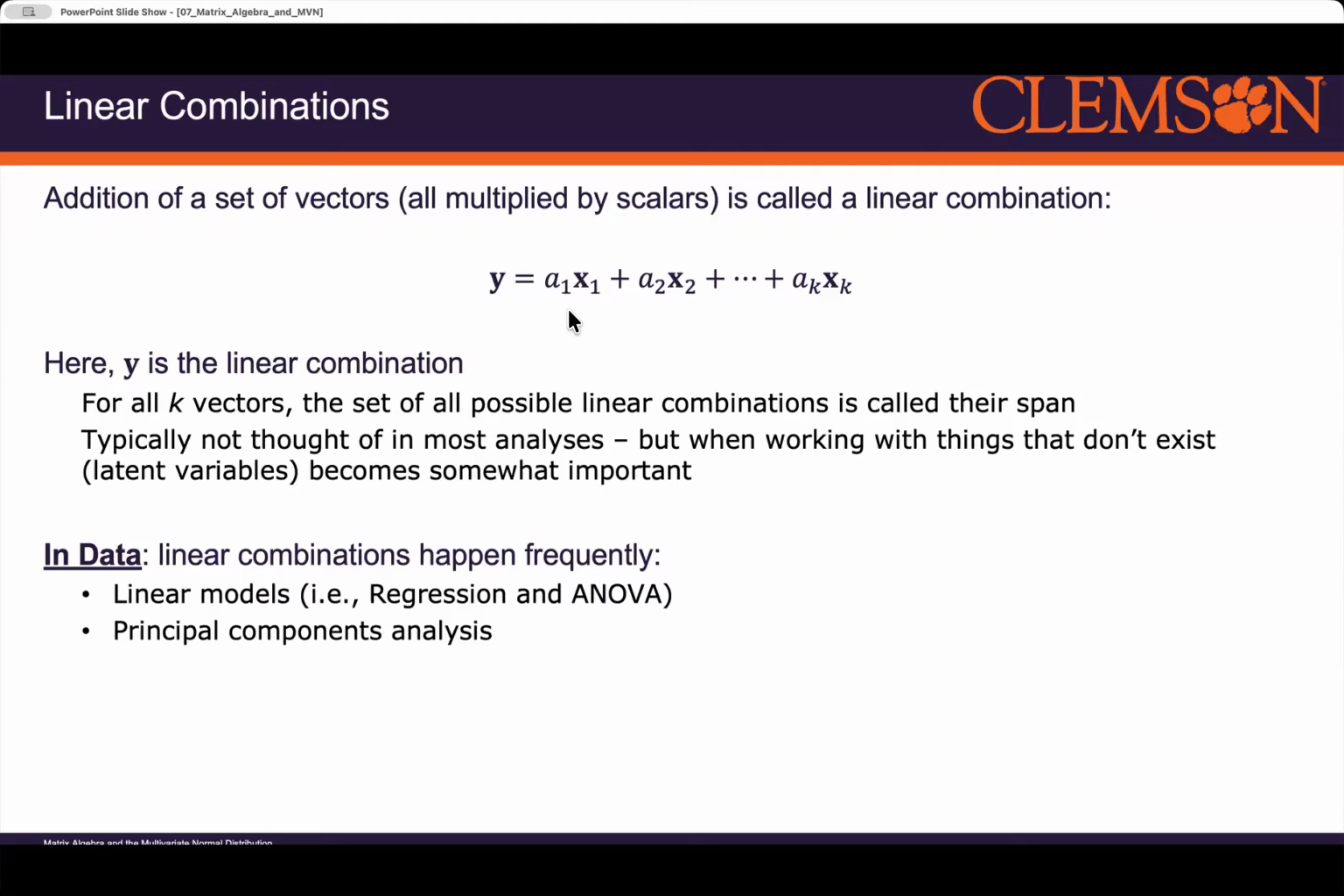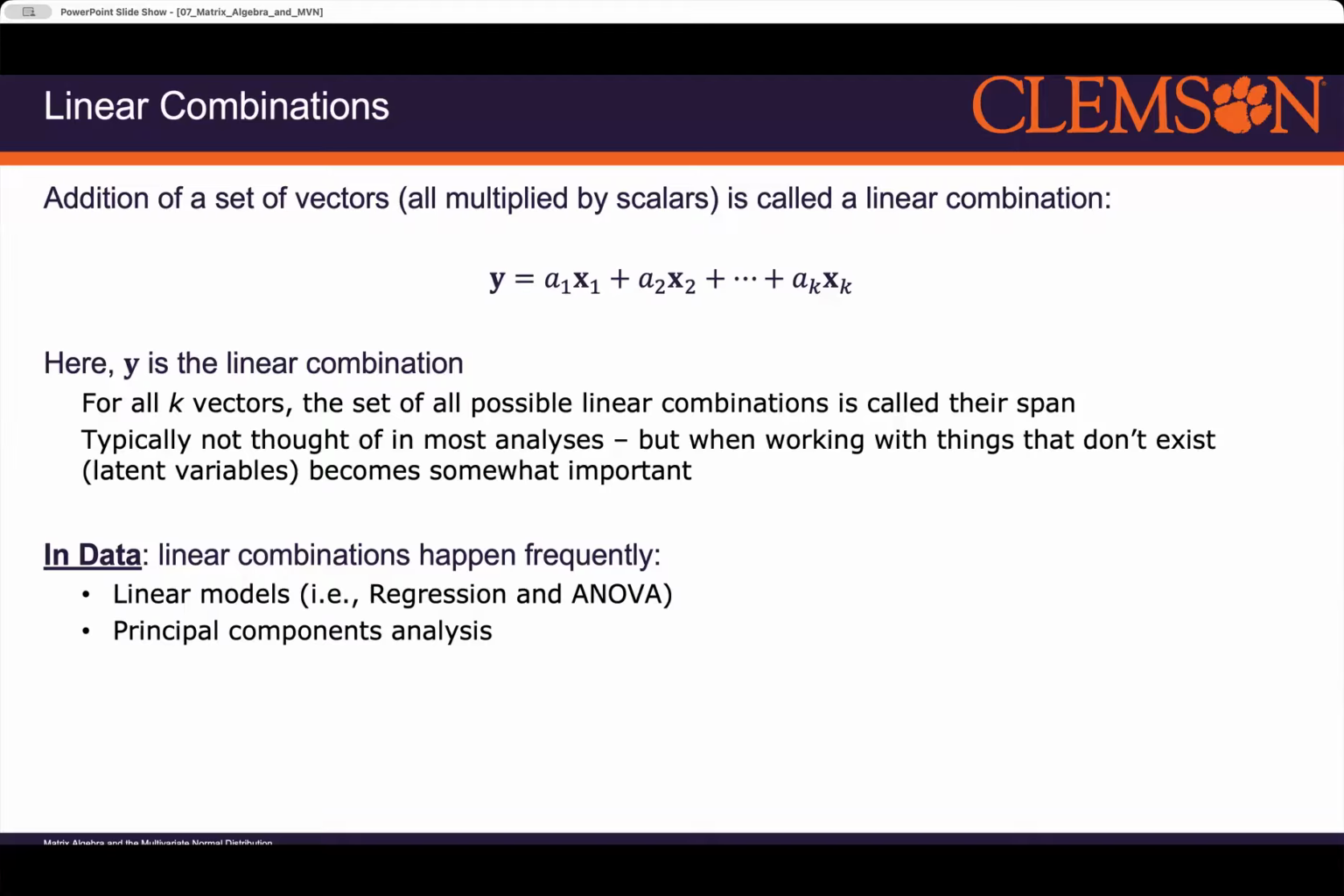So we could create a new variable y by taking a linear combination of a scalar times a vector x. Right? So here, y itself is the linear combination. And for all k vectors, there are k x's here, the set of all possible linear combinations. So think of it this way. Here's a set of vectors of real numbers. Think of all the different possible a's that could be here. That is called the span of the vector.